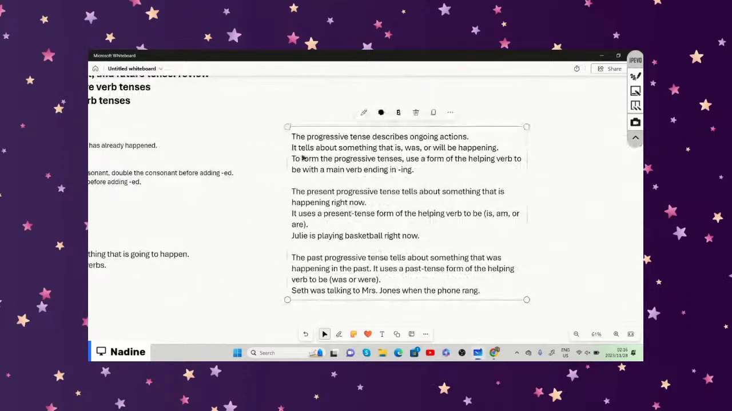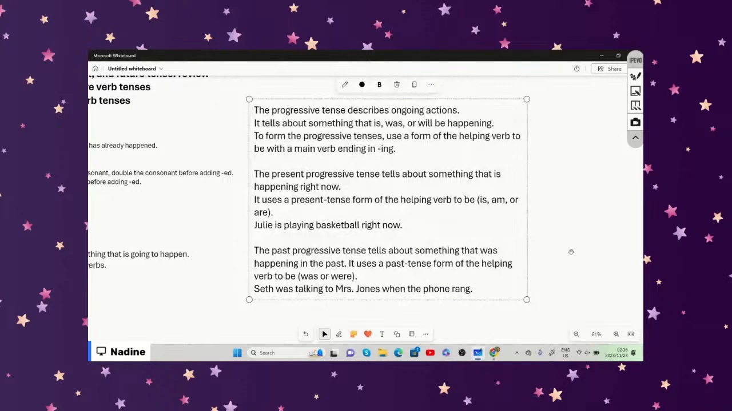All right. Now we're going on to our progressive tenses. Progressive tenses describe ongoing action. Ongoing action usually ends in ing. So progressive tense describes ongoing action, and it tells about something that is, was, or will be happening.